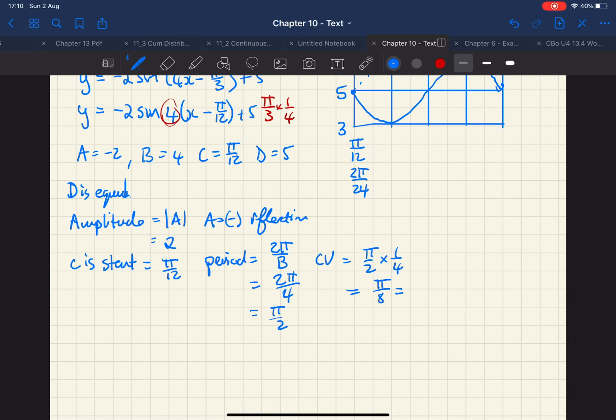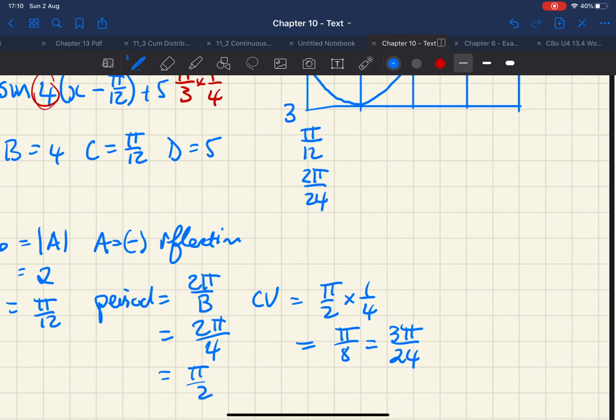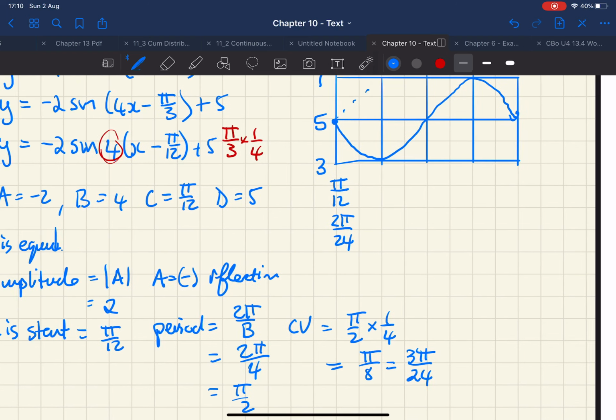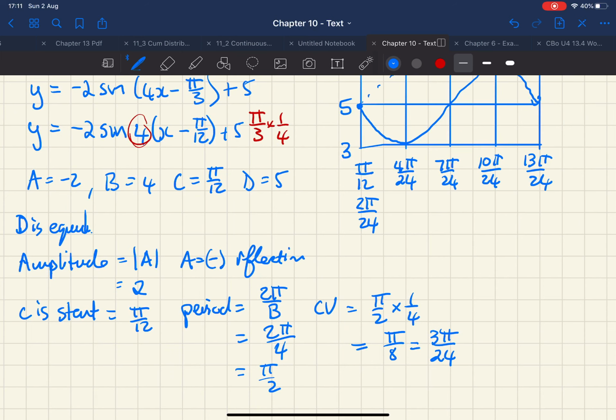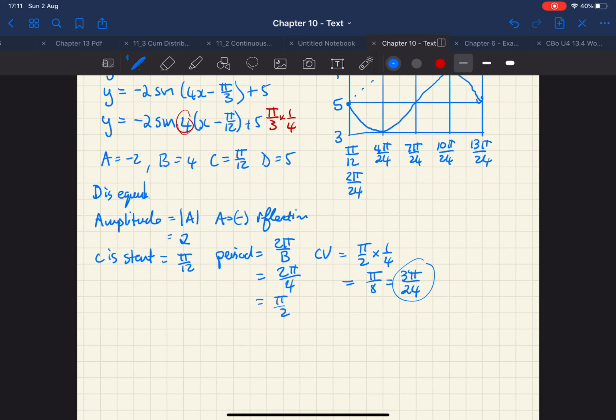I'm going to say that's the same as times 3 on top and bottom. So that will give us 3 pi over 24. So every 3 pi over 24 something happens. So pi over 12 plus 3 pi over 24 is 4 pi over 24, 7 pi over 24, 10 pi over 24, and it's going to go on to 13 pi over 24. So every 3 pi over 24, there's going to be something else.